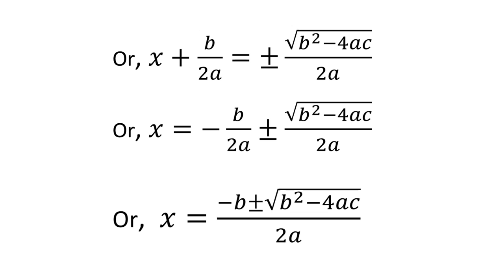So we have like this now: x plus b upon 2a is equal to plus minus under root b square minus 4ac upon 2a. So we take b upon 2a on the right hand side. So x becomes minus b upon 2a plus minus under root b square minus 4ac upon 2a. Now combining these two terms together, we have x equals minus b plus minus under root b square minus 4ac upon 2a. So this is the derivation of the quadratic formula.